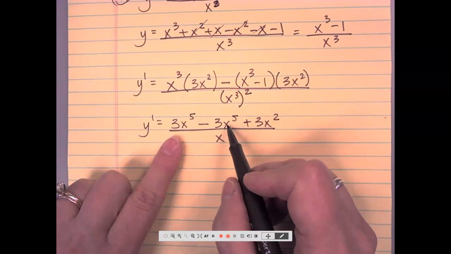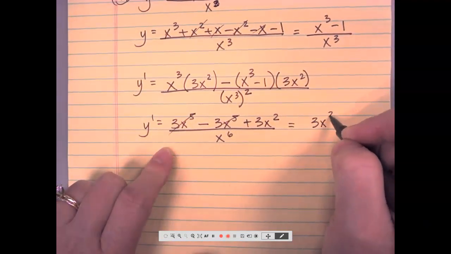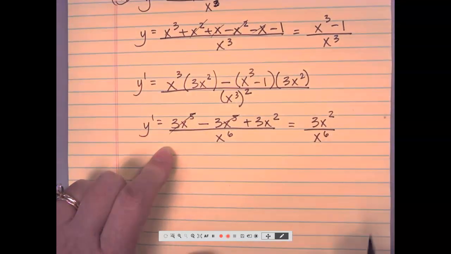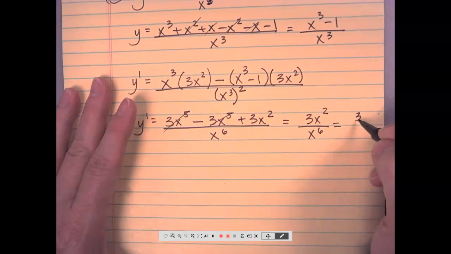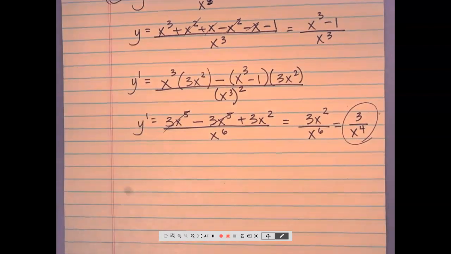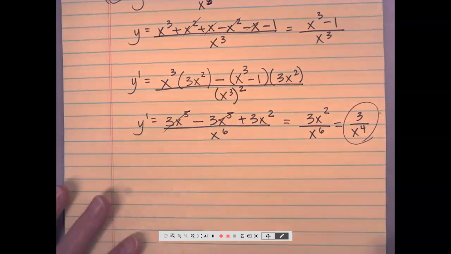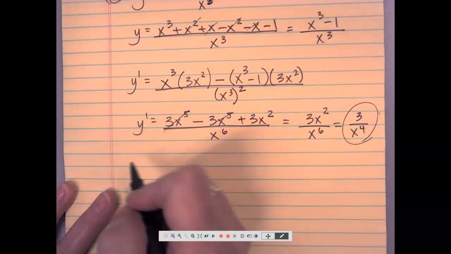Okay, then I do have these like terms that just cancel out. So I end up with just 3x squared over x to the 6. And that reduces to 3 over x to the 4. How else can I write that with a negative exponent? 3x negative 4. Okay. All right, are we good on that one? Okay, 27.